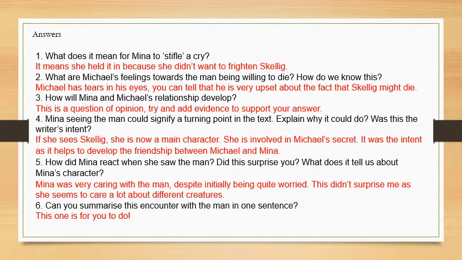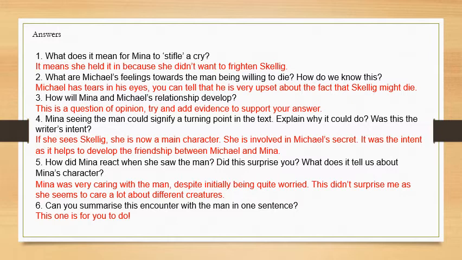What does it mean for Mina to stifle a cry? It means she held it in because she didn't want to frighten Skellig, and she didn't want to seem like she's a weak person. She wanted to be strong for Michael as well. So what are Michael's feelings towards the man being willing to die?